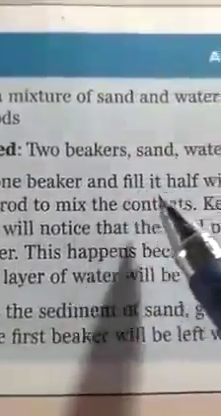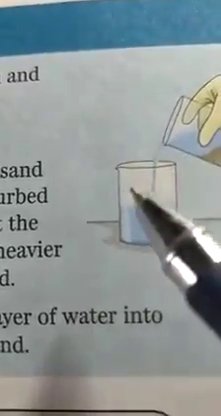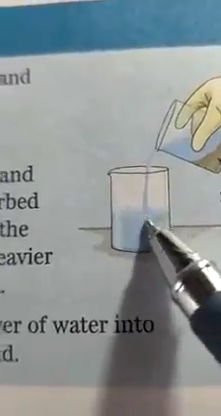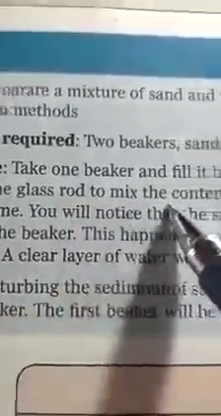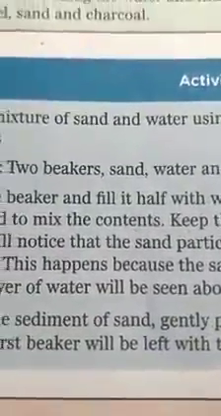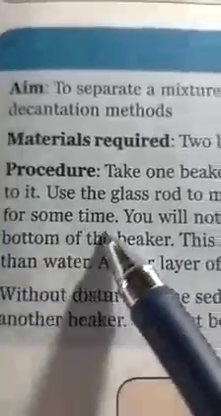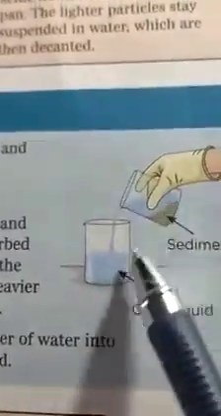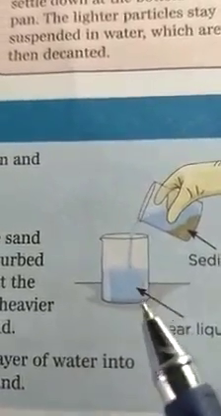Take one beaker and fill it half with water. Dear students, I will show you. We take a beaker and fill it with water. Now add a little sand to it. Now use a glass rod to mix the contents. Dear students, keep the beaker undisturbed for some time. After mixing the sand and the water together with the help of the glass rod, we keep this beaker undisturbed.